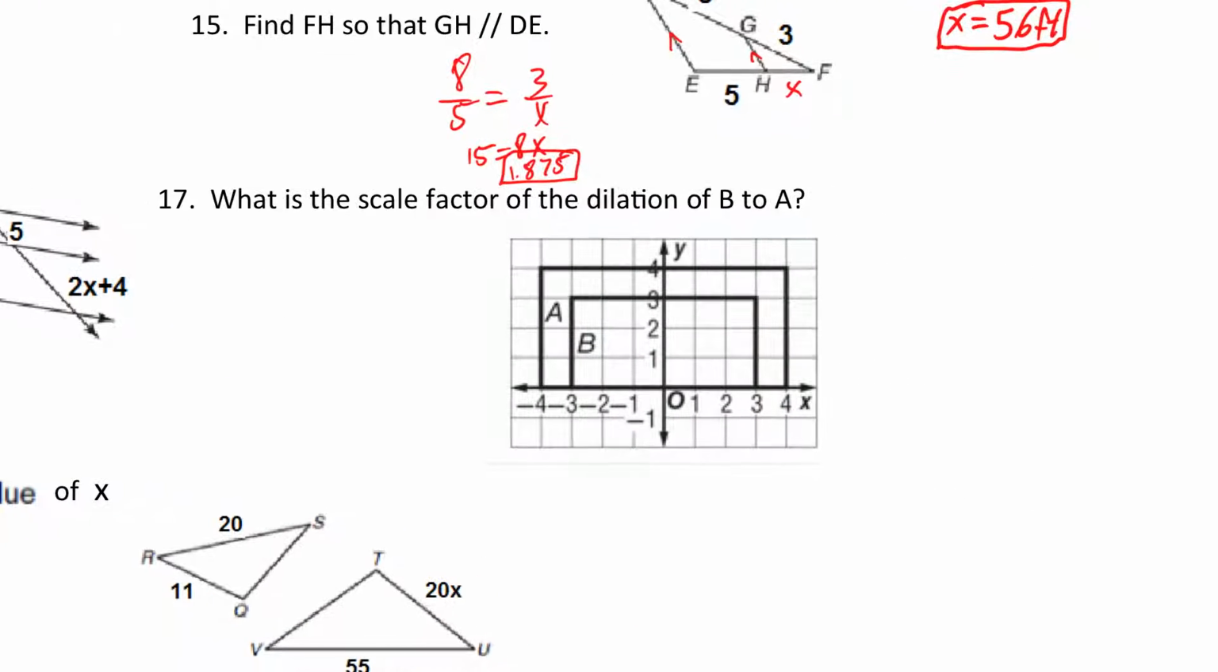Okay, number 17, what's the scale factor from B to A? That's important. The direction, the order, this matters. We're going from B to A. So on B, I'm just looking for a side that's easy to count. So this one right here, that's good. How long is that side on B? 3. That same corresponding side on A is how long? 4. So I'm going from B to A. So 3 times what gives me 4? 1.33.